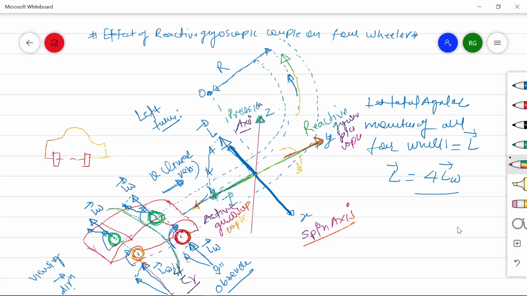So we can say this reactive gyroscopic couple is acting in this direction. This is the rear side view, and this is the line of inner wheels. We can say inner wheels. This is the outer wheels line.